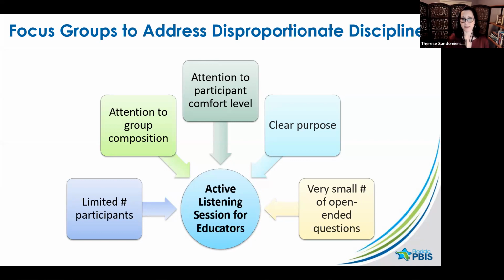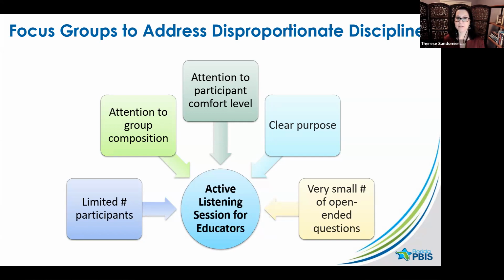Keeping an eye on participants' comfort level. When we did our focus groups, we were very deliberate about asking family members, did they want the school principal to sit in on the focus group session, or would they be more comfortable if that person left? More often than not, they wanted the principal there, but I think there was at least one instance where they did not want the administrator there so that they could talk freely.